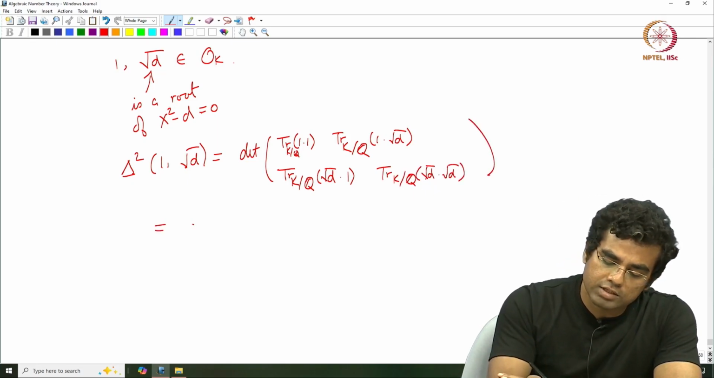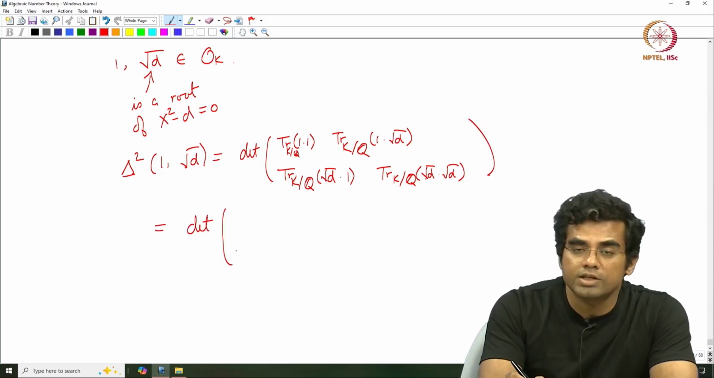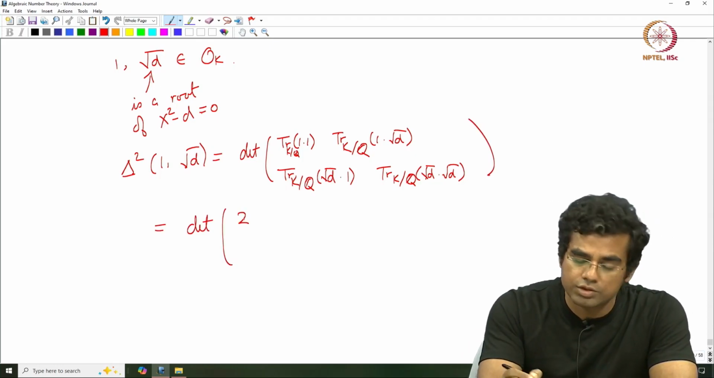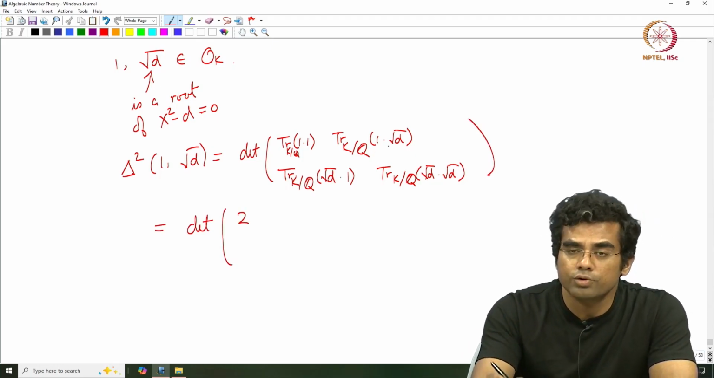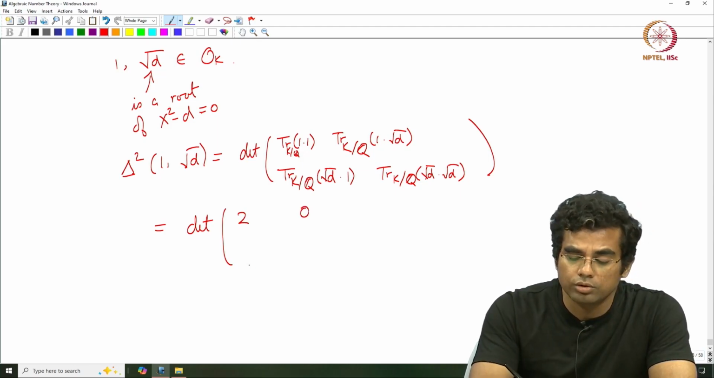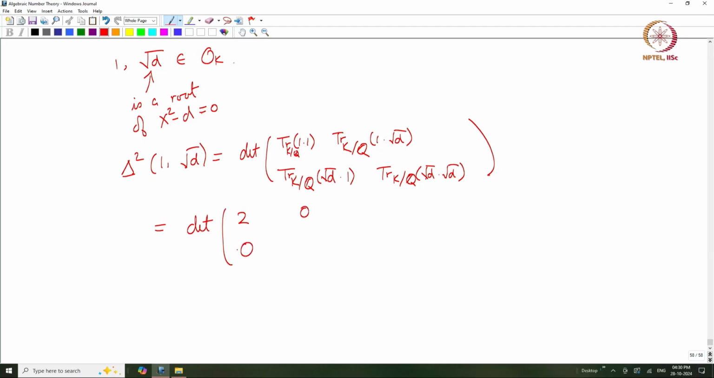Okay. So, what is this? This is the determinant of the trace of 1, and the trace of 1 is 2, the trace of square root of d is 0, the trace of square root of d is again 0, and the trace of square root of d squared, which is just the trace of d, this is 2d, right, and so the determinant is 4 times d. Now, we know that d is square free, but 4 is divisible by 2 squared, right, 4 is 2 squared.